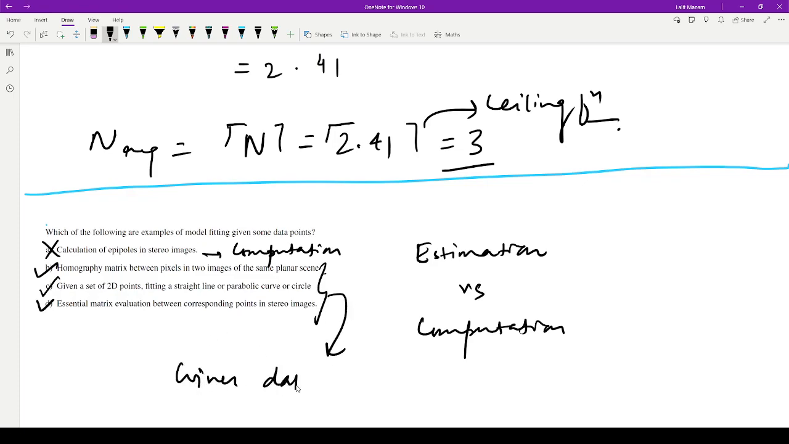So given data, we are estimating parameters. That's where the model fitting problem lies. Here, we do have data in some form or the other, but there is no estimation point. Given some specific data like a line or homography, or a fundamental matrix, you can just calculate the epipoles or even the projection matrix that you have seen.